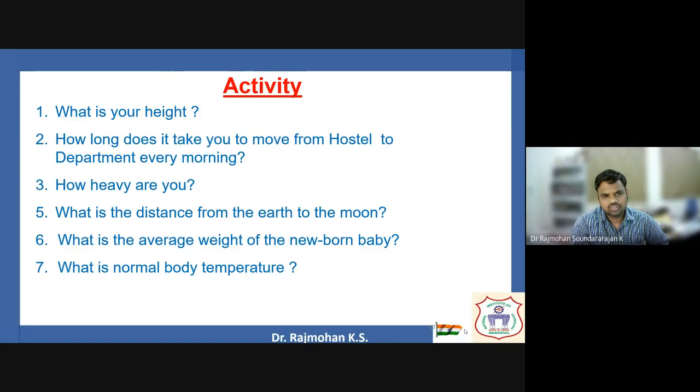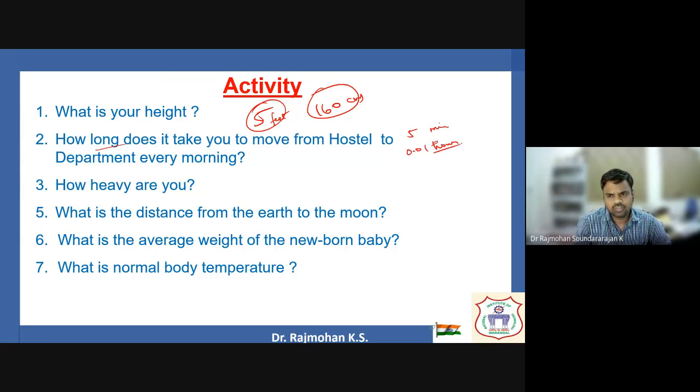Okay, so if you write them, you will understand that some people will answer like, I am 167, I am 5, I am 160. What is that 5 or 160 without units? Because it could be in feet, it could be in centimeters, right? So how long does it take? I can say 5 minutes, I can say 0.01 hours. Okay, different units are also used. So if you simply say 5 or 0.01, it has no meaning, right? Simply 5 or 160 also does not have meaning unless you add the unit.